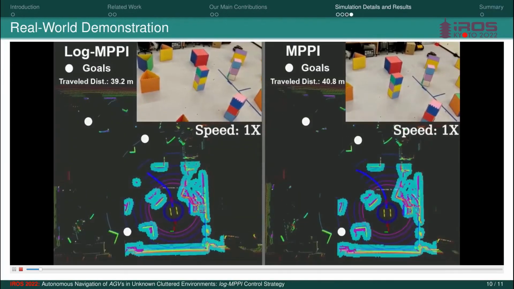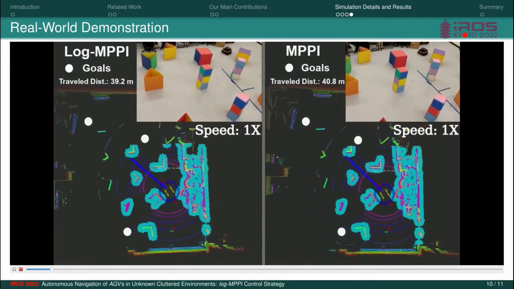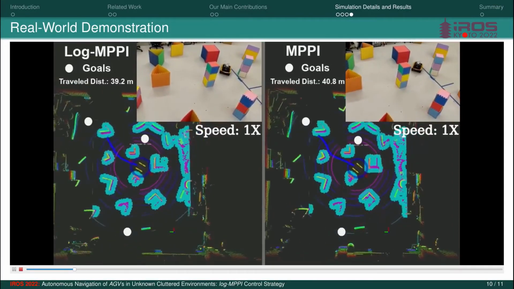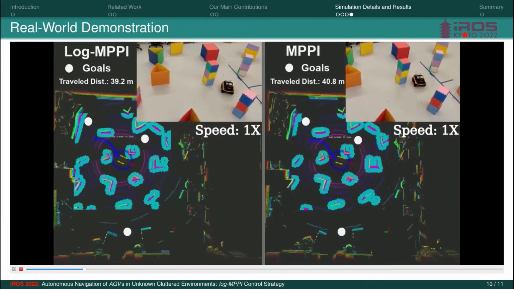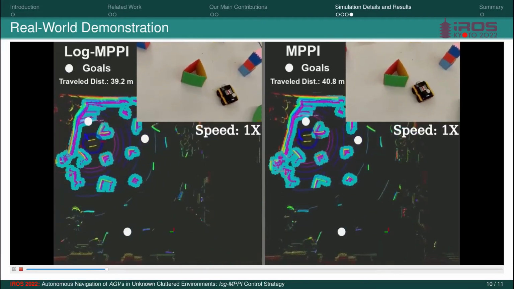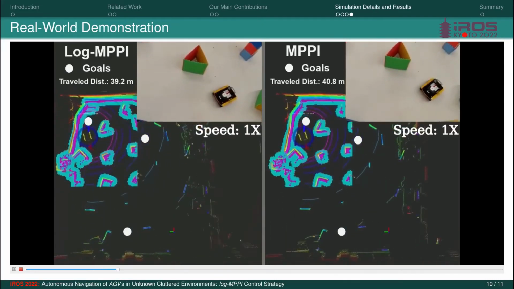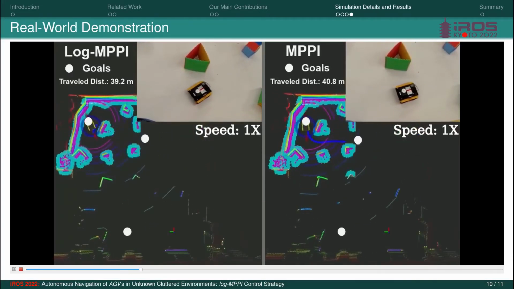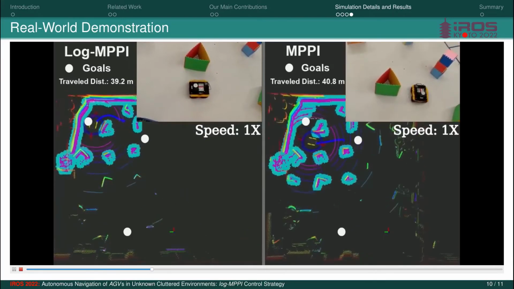Finally, we experimentally validate the applicability of the proposed control strategies for achieving 2D grid-based collision-free navigation in an unknown indoor cluttered environment. Both control strategies provide real-time collision-free navigation in the given environment. However, our approach again outperforms the classical one.